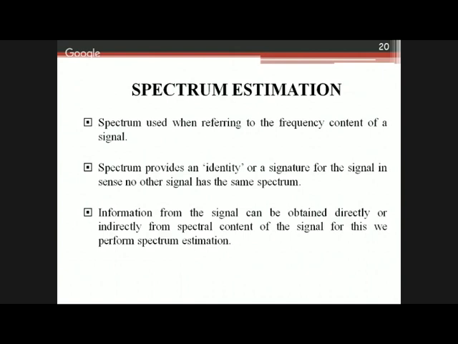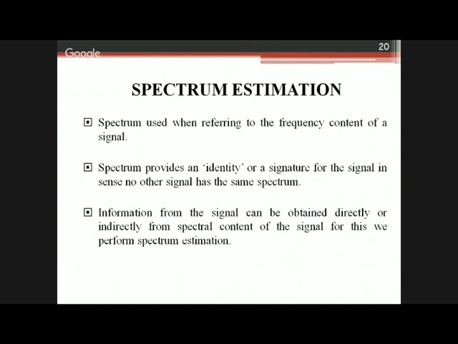Spectrum means I'm referring to the frequency content of a signal, on which all the mathematical operations are going to be applied. So spectrum provides an identity or a signature for a signal. In a sense, no other signal has the same spectrum. Two signals are never going to have the same spectrum. So it provides the identity, or signature, to the signal. Information from the signal can be obtained directly or indirectly from its spectral content. For this, we have to perform spectrum estimation.